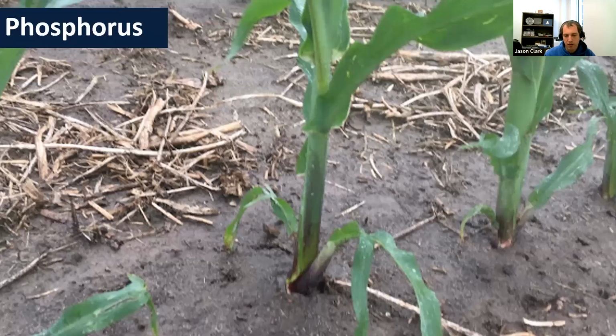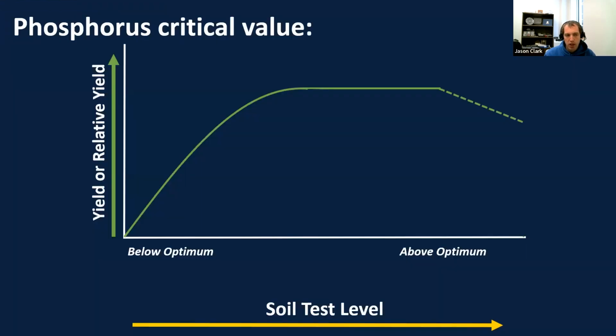So first of all, we're going to hit on phosphorus. With phosphorus, we talk a lot about a critical value, and what that value relates to is this relationship right here, where we have relative yield, a percentage of yield, and a soil test level starting from 0 and going up. As we see here, yield increases until a certain point at that soil test level, and then it tends to flatten out where we no longer see a response to fertilizer application.